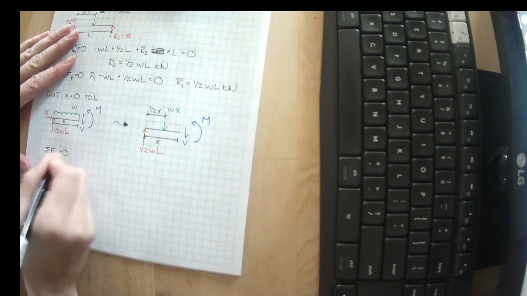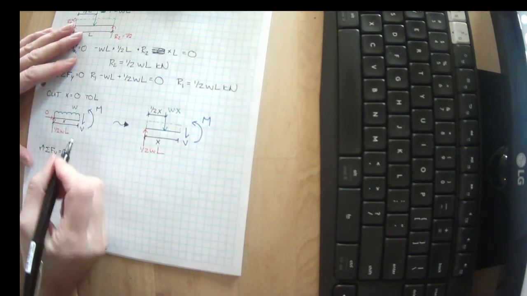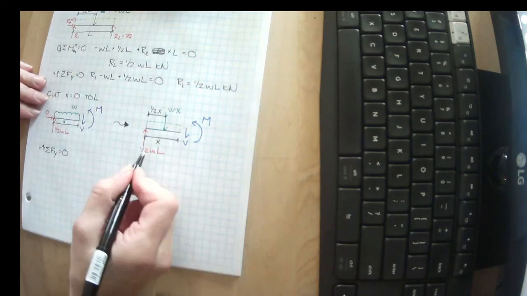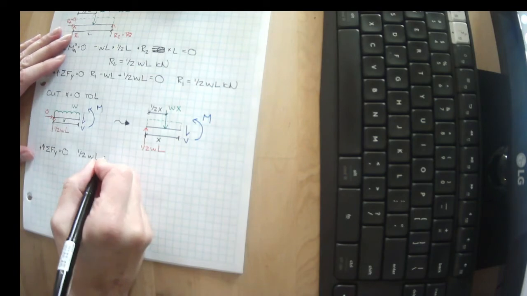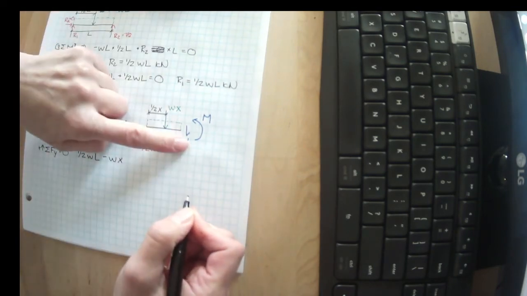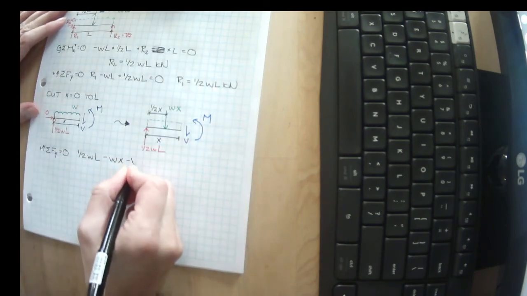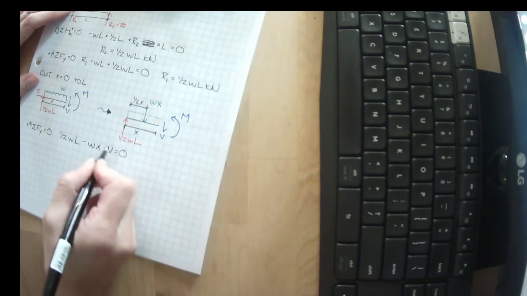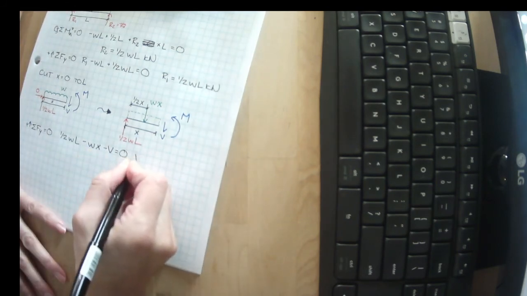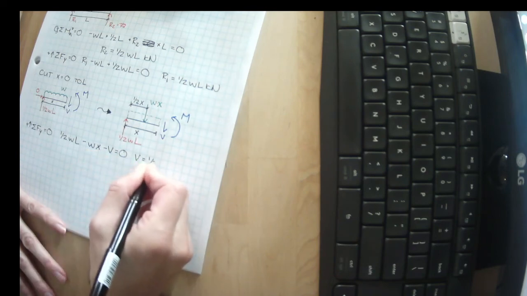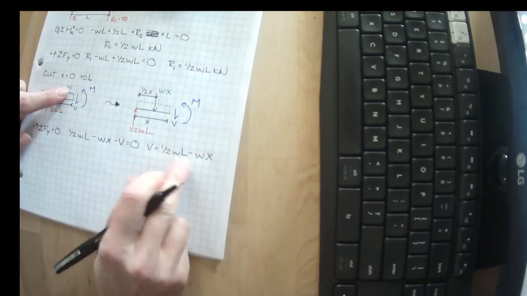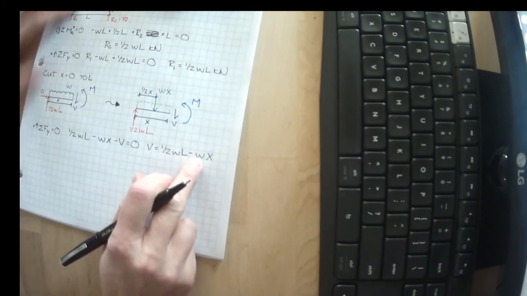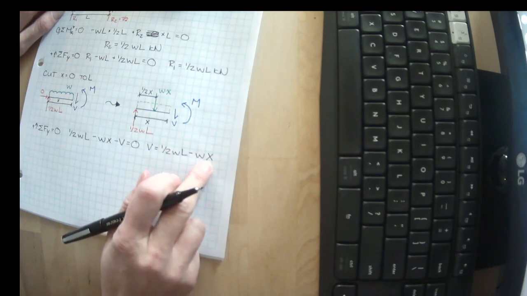Let's sum our forces in our y direction. So if we sum everything for this in the up and down direction, we have 1/2 WL going upwards. We have minus Wx going downwards, and we have our unknown shear going downwards, or minus V, equals zero. We want to know what V equals, so we can bring V over to the other side. V equals 1/2 WL minus Wx. So W is the applied load, L is the total length, W still the applied load, and x is wherever we're cutting.